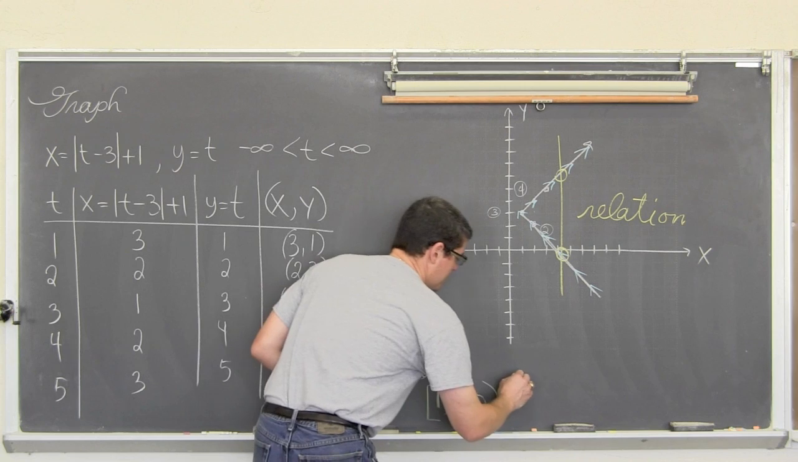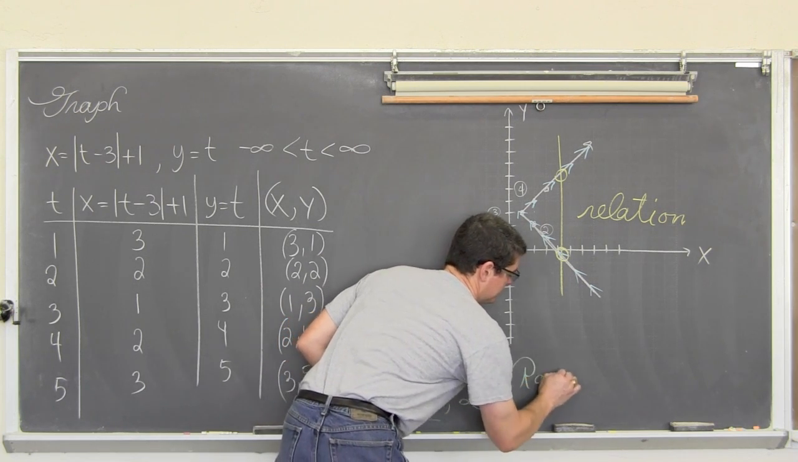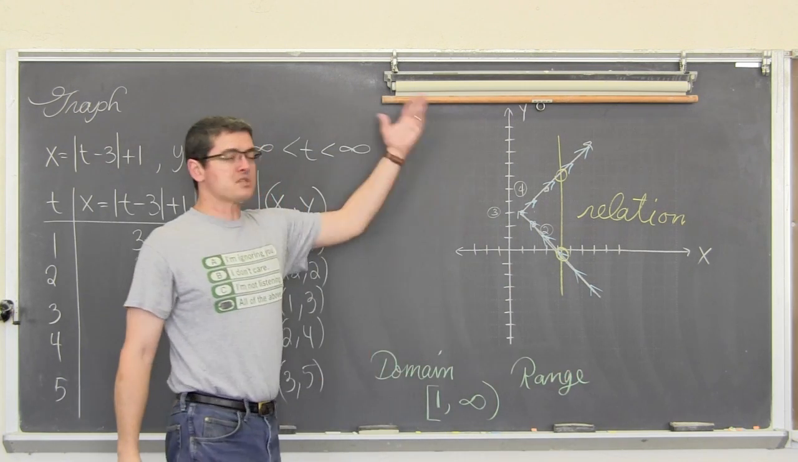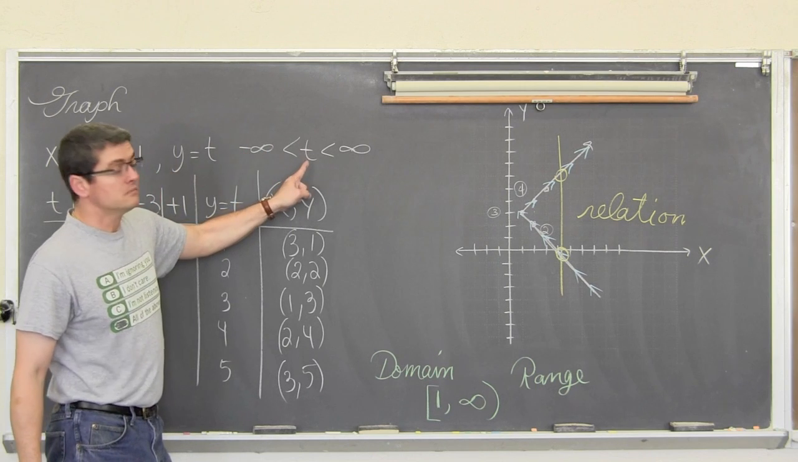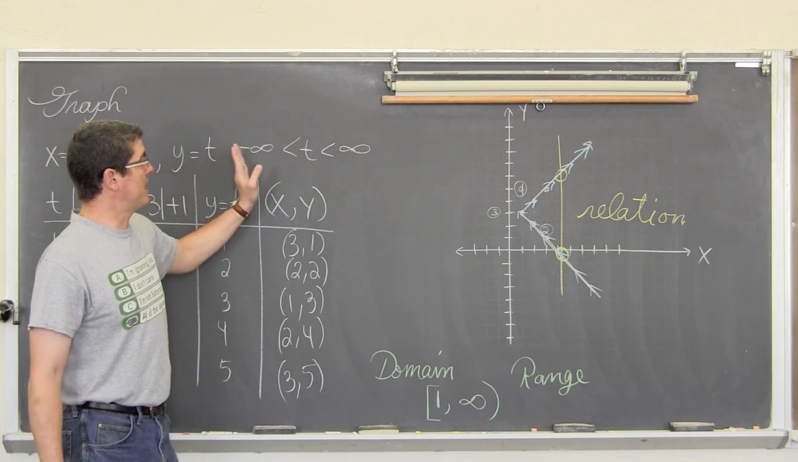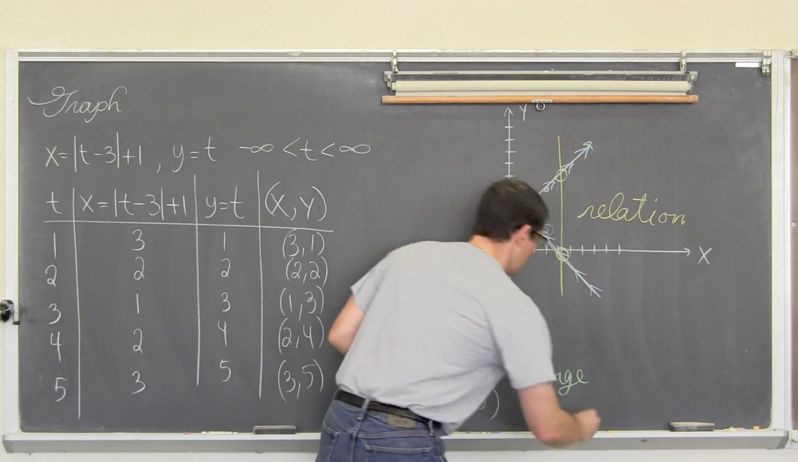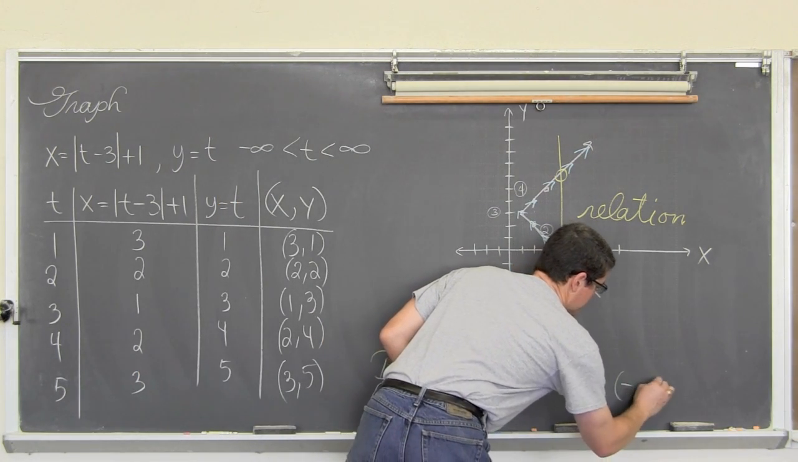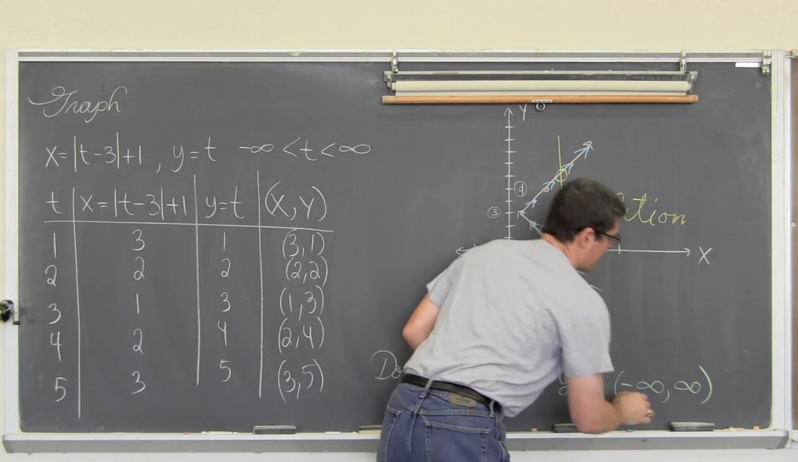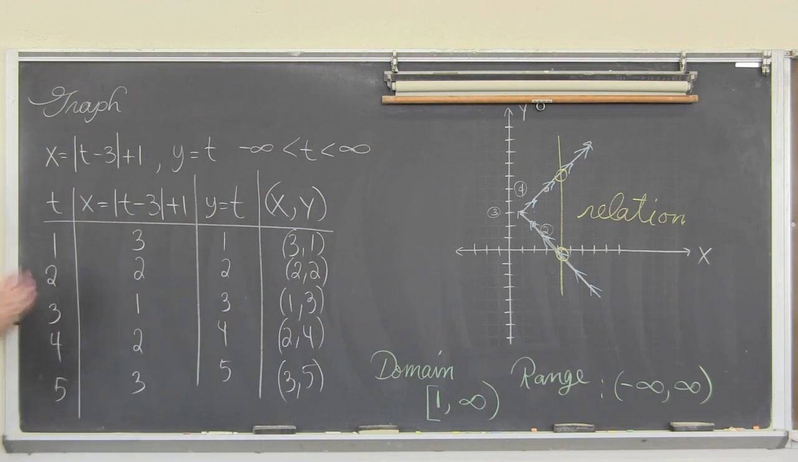And then the range, well, the graph goes up and down forever. And we've indicated that it goes from negative infinity to positive infinity. So it is going up and down forever. So the range is all real numbers, or goes from negative infinity to positive infinity. We've got one more example.